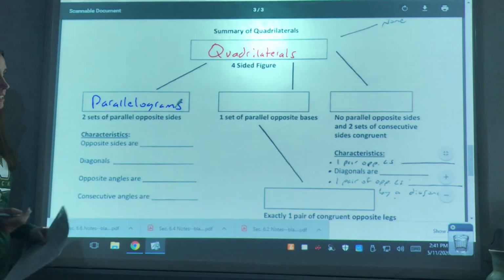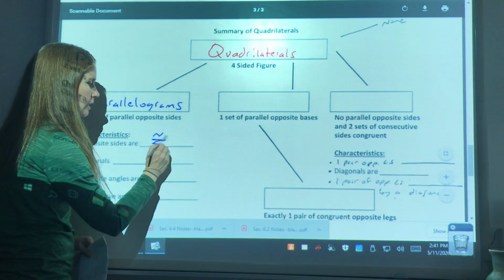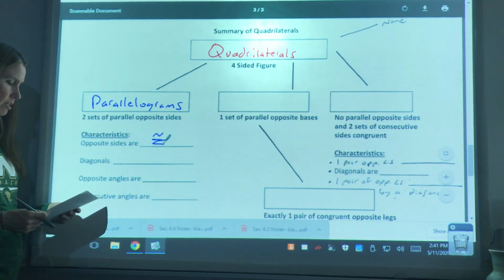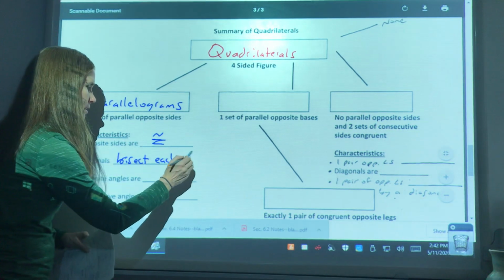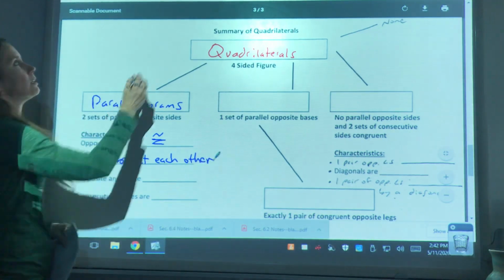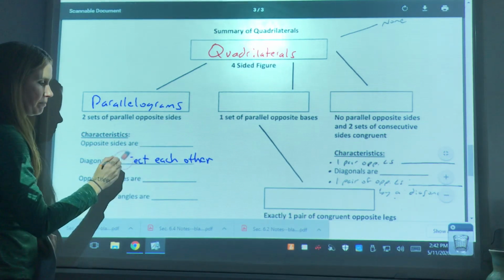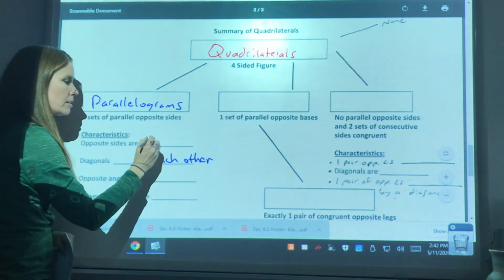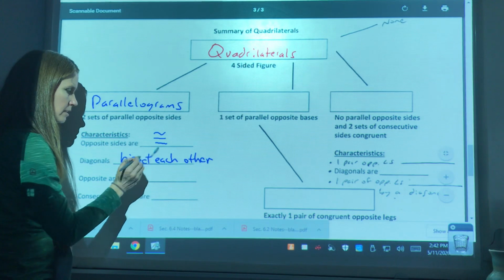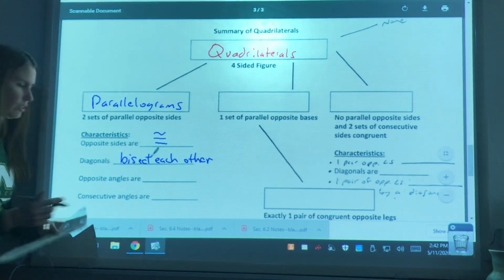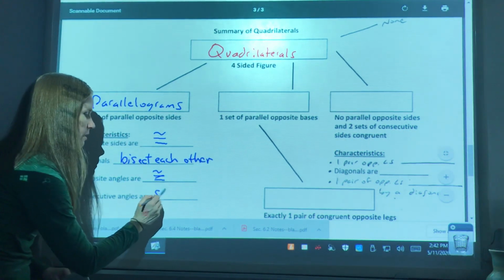Some characteristics we said of parallelograms is that opposite sides are congruent. The diagonals bisect each other. Let me fix a couple of these real quick. My pen's getting carried away. Okay, so that should be congruent, and that should be a better bisect. Then opposite angles are congruent, and consecutive angles are supplementary.